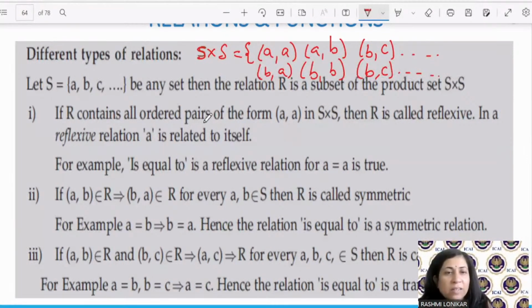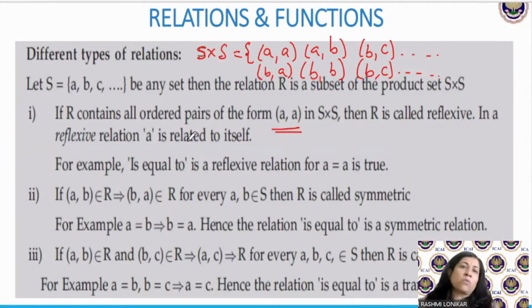Now, if R contains all ordered pairs of the form (A, A), meaning both are the same, then R is called reflexive. So here I have AA, BB, then I will have CC. Those are all reflexive. That is reflection. If I look into the mirror, who is going to look back at me? Myself. So that is called reflexive. So is equal to is a reflexive relation. When I write 5 is equal to 5, and if I go from this direction also, 5 will be equal to 5.